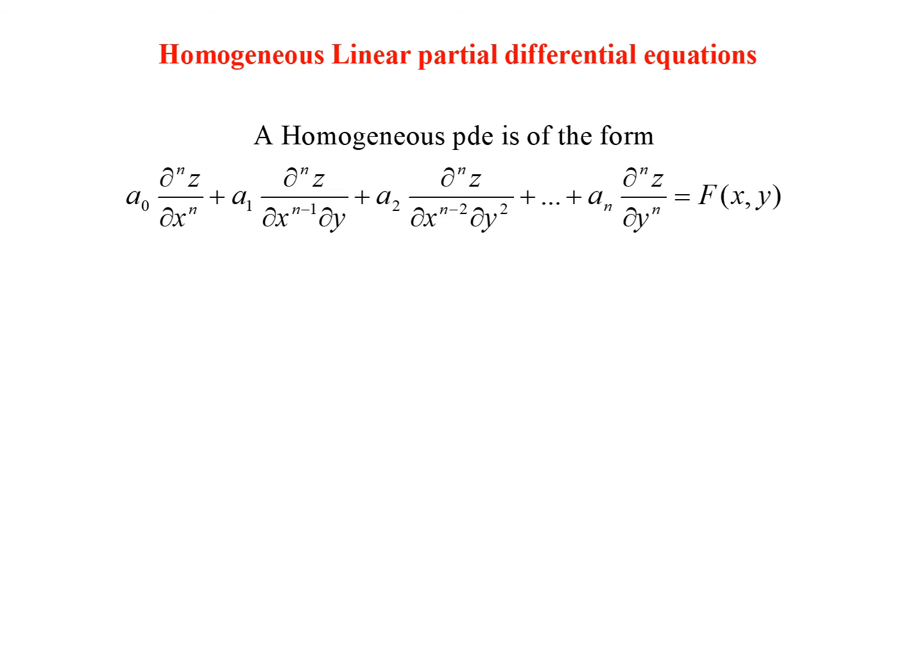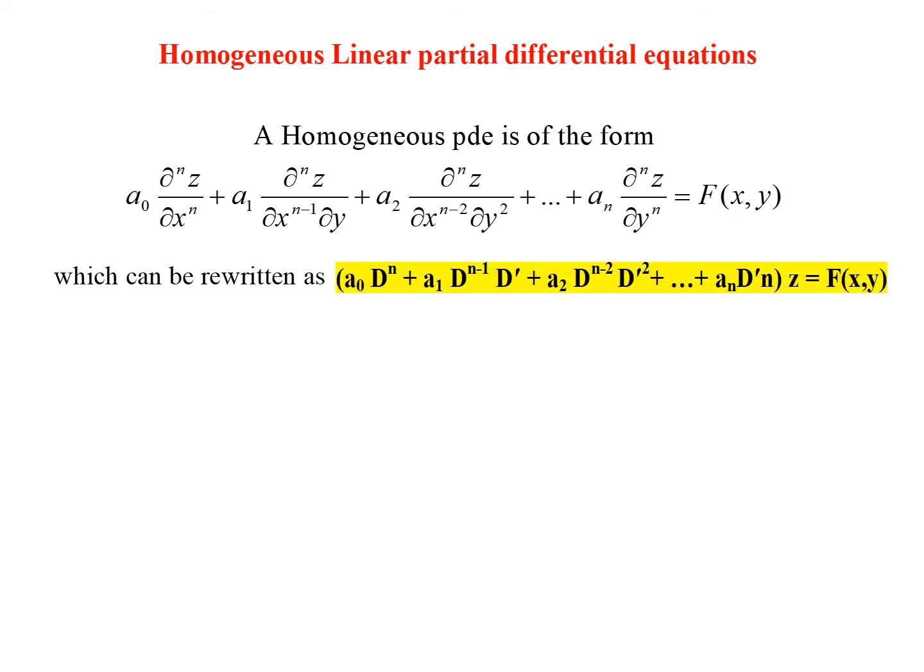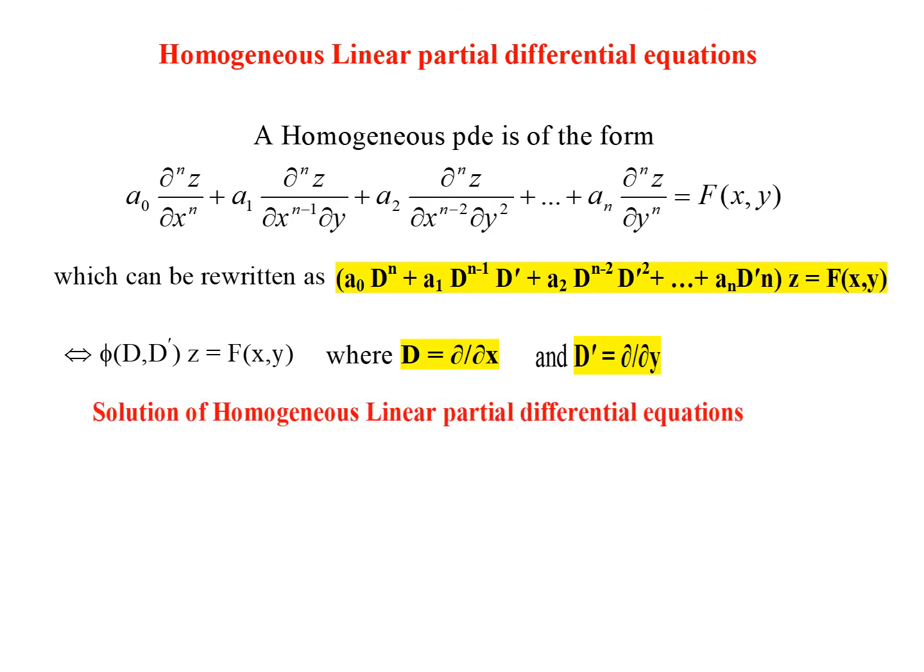A PDE of the form A0 ∂^n z/∂x^n + A1 ∂^n z/∂x^(n-1)∂y + etc., which is equal to a function of x, y, is called a homogeneous partial differential equation. It can be written as A0 D^n + A1 D^(n-1) D' + etc., where we are using the notation D for ∂/∂x and D' for ∂/∂y. Let us now see how to solve a homogeneous PDE.